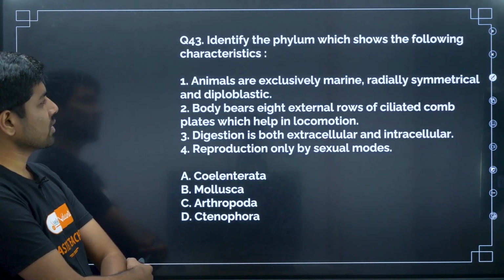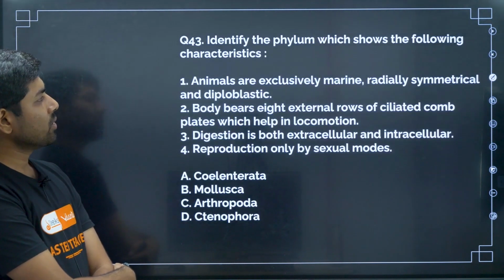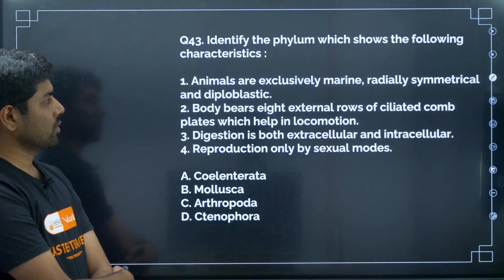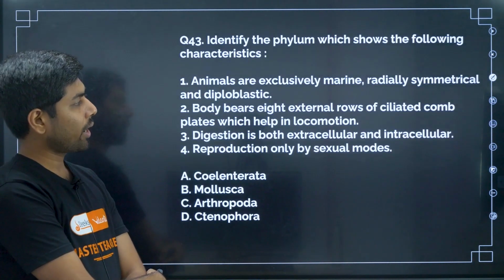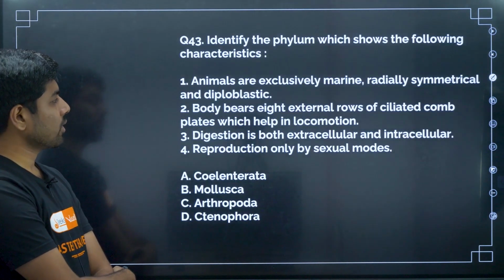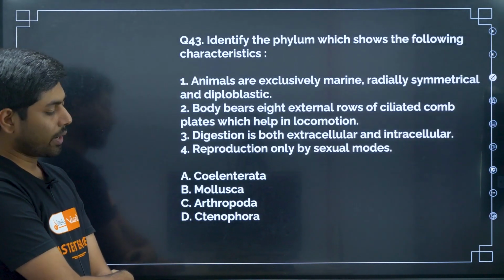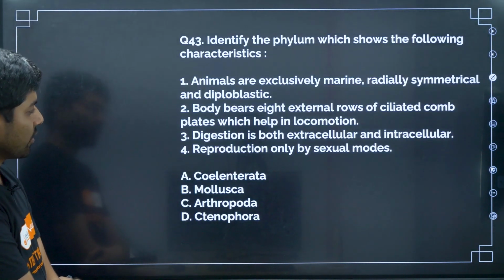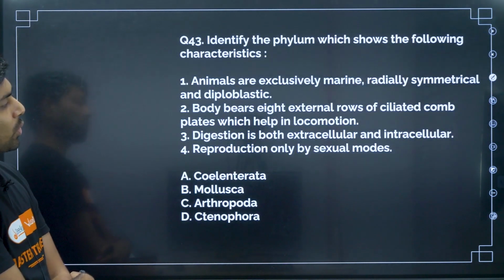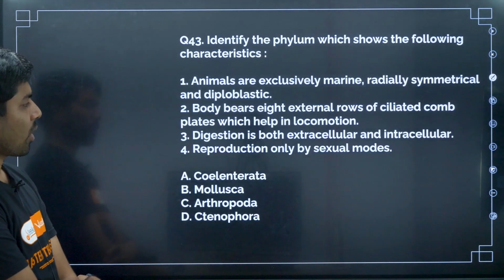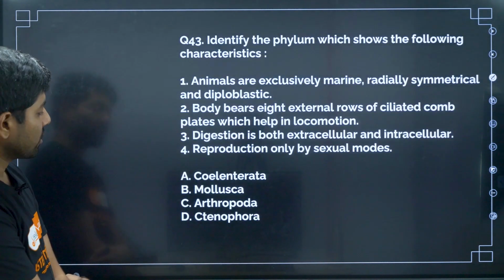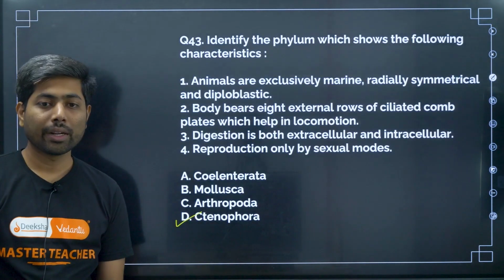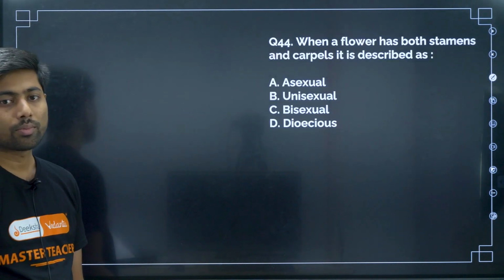Now this question is from the animal kingdom. Identify the phylum which shows the following characteristics. Animals are exclusively marine, radially symmetrical, and diploblastic, right? Body bears 8 external rows of ciliated comb plates, which help in locomotion. Digestion is both extracellular and intracellular. Reproduction is only by sexual mode. Where do you see this? You see it in Ctenophora, phylum Ctenophora.